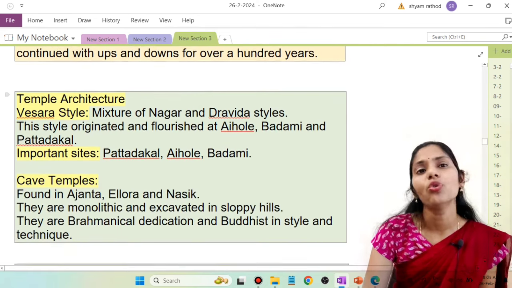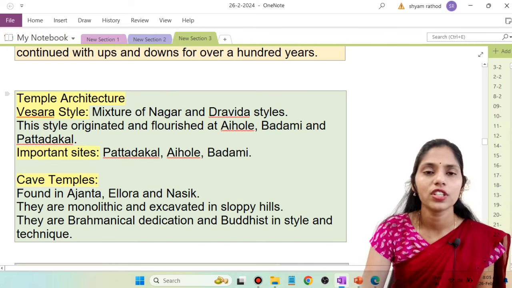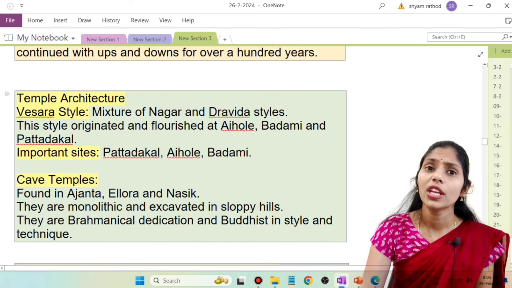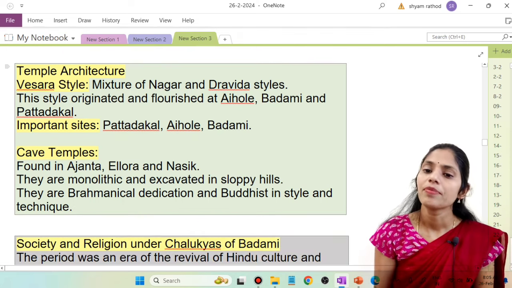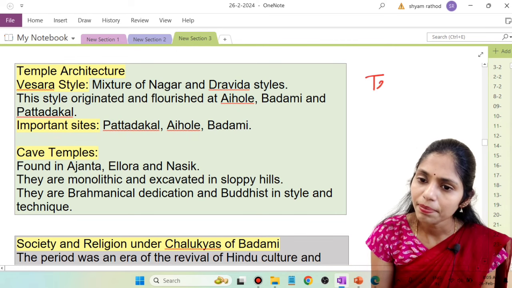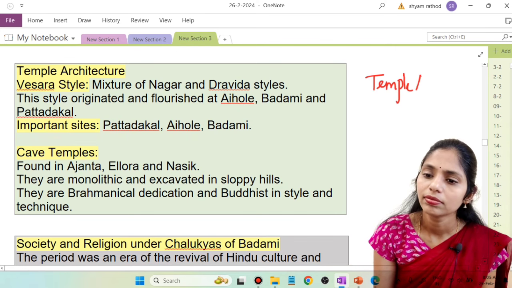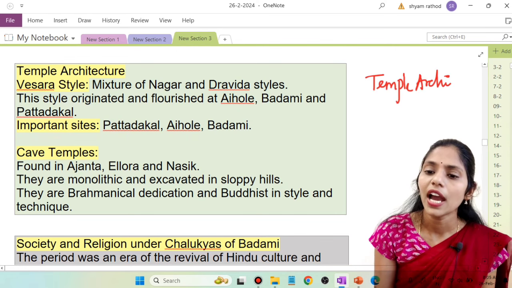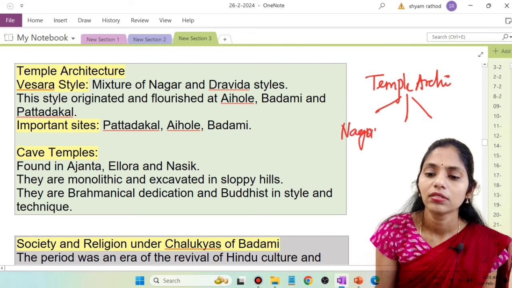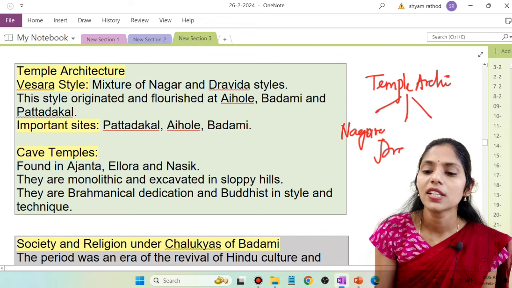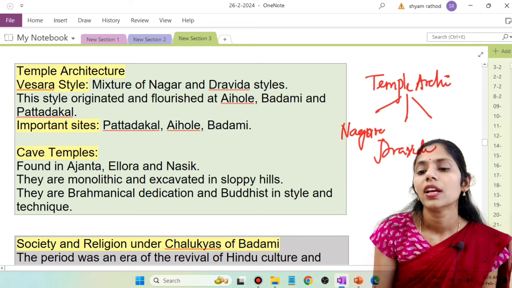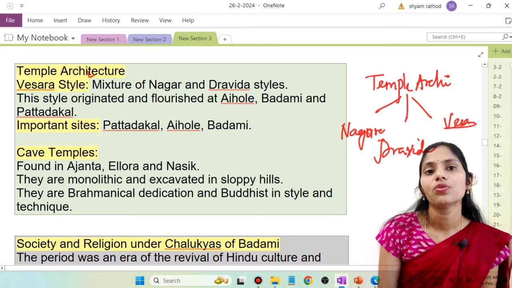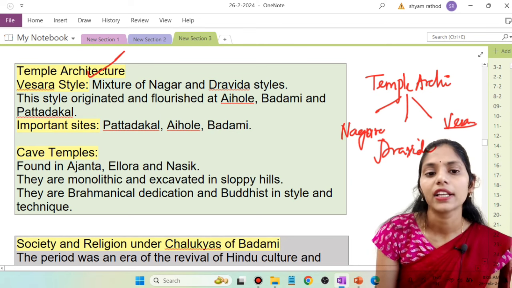Here you have to know about the temple architecture of the Chalukyas of Badami. They followed the Vesara style. If we talk about temple architecture, we have 3 types. The first one is the Nagara style, the second one is the Dravidian style, and the third one is the Vesara style.